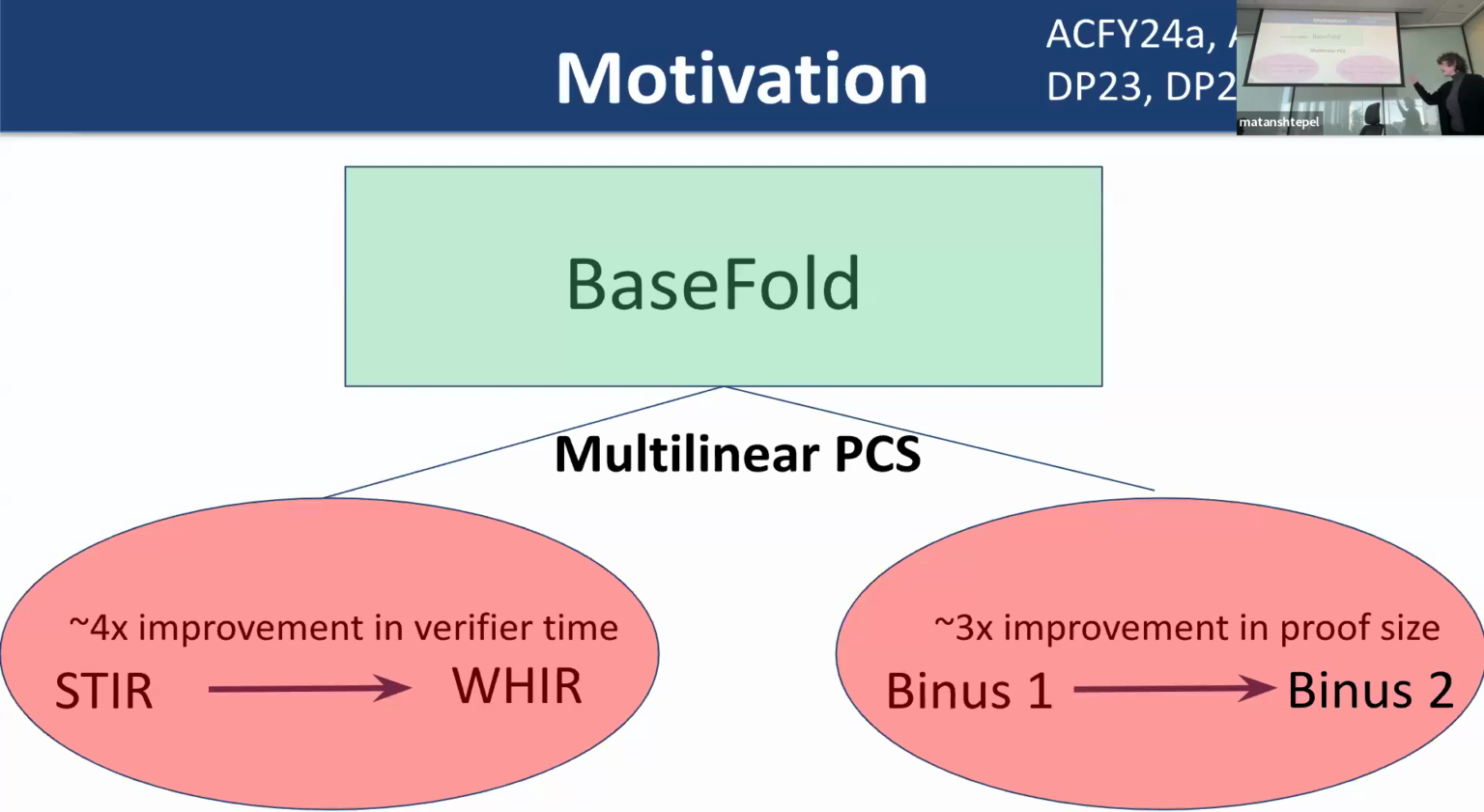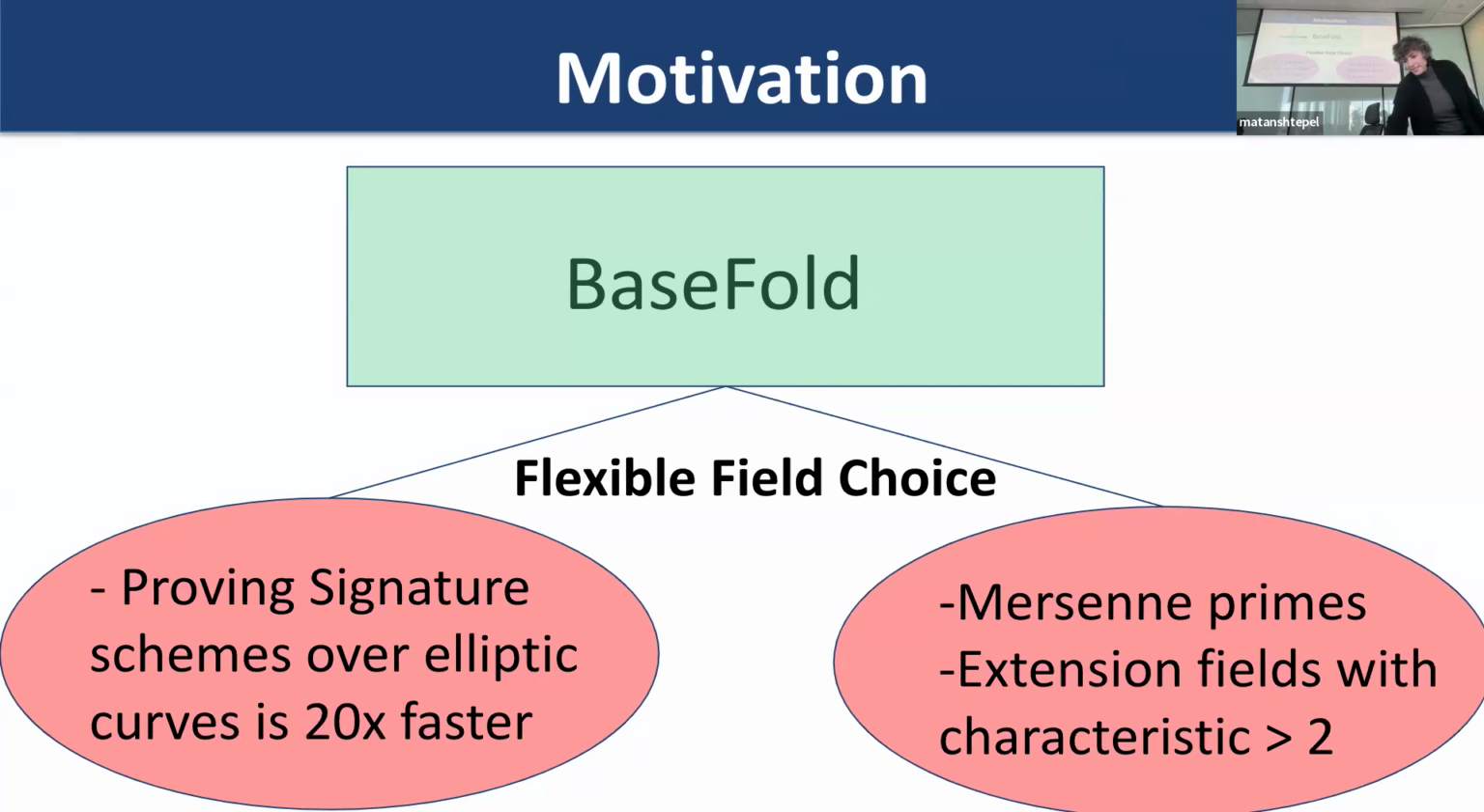Then Binius also had a follow-up. They were only able to do their trick of committing to bits by using multilinear polynomials that don't use quotients, and using BaseFold, they were able to get a 3x improvement in proof size. And finally, the flexible field choice means that, for example, if you want to encode signature schemes over a certain finite field, over elliptic curves you're tied to a specific finite field. Usually you would have to do non-native field operations, which ultimately has about a 20x overhead, and now you don't. And also we can use fast finite fields with certain properties.